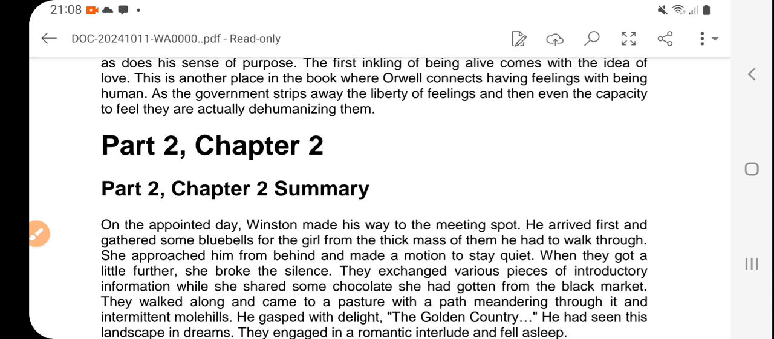As the government strips away the liberty of feelings, and even the capacity to feel, they are actually dehumanizing them. The government is treating human beings like machines, and human beings are being dehumanized. So that is the reality of Oceania.